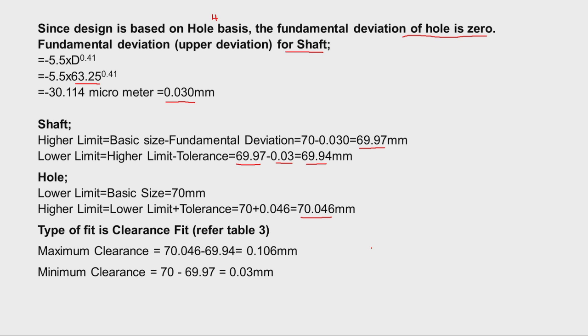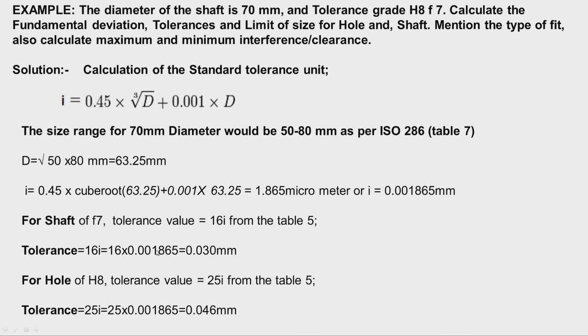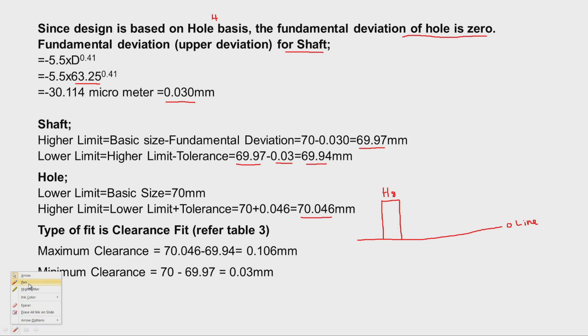Now, we can show this graphically like this. We have a 0 line, this is the 0 line. From this 0 line we show all the other dimensions like tolerance value, basic size, etcetera. Now, we are using an H8 hole. So, this is H8, and for the H8 hole we have calculated the tolerance value. So, the tolerance for the H hole is 0.046 millimeter, that is this tolerance value, 0.046 millimeters.